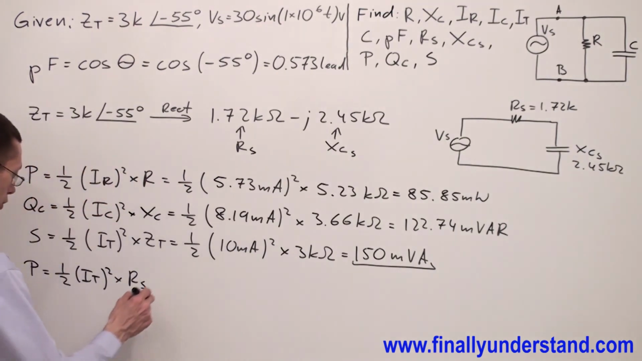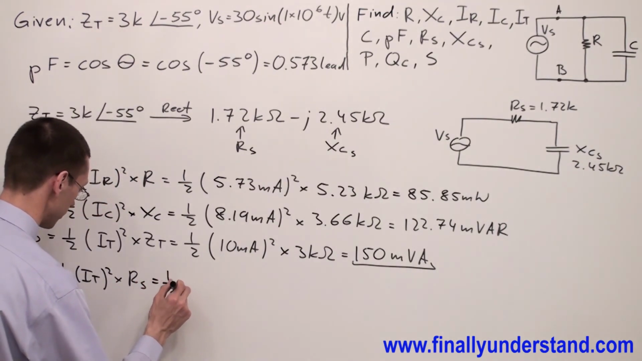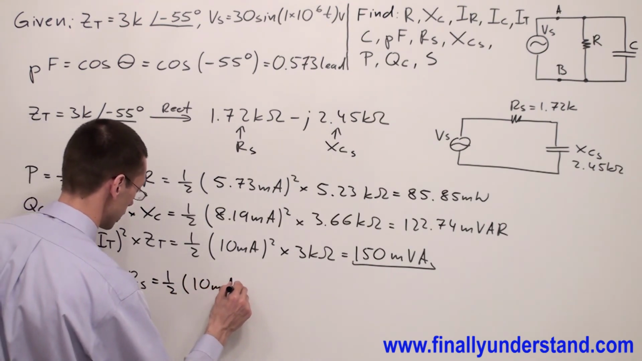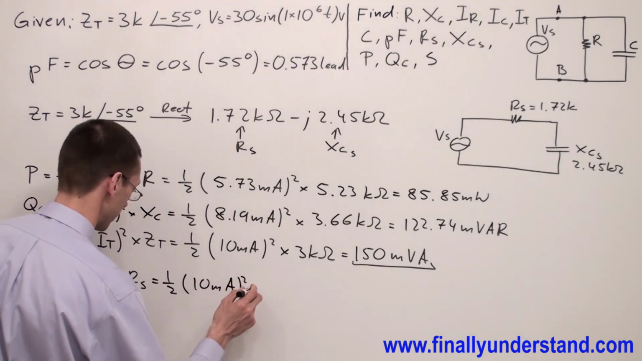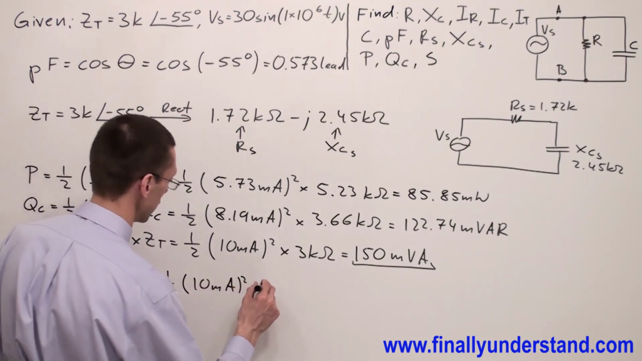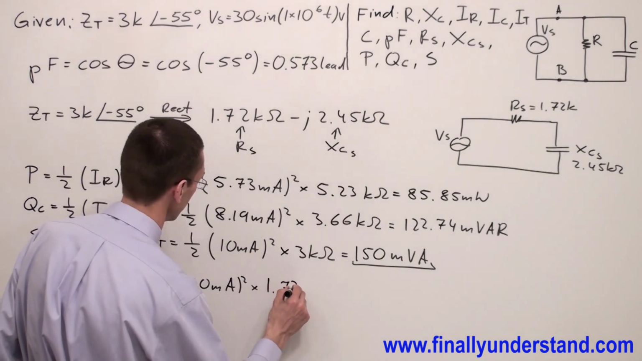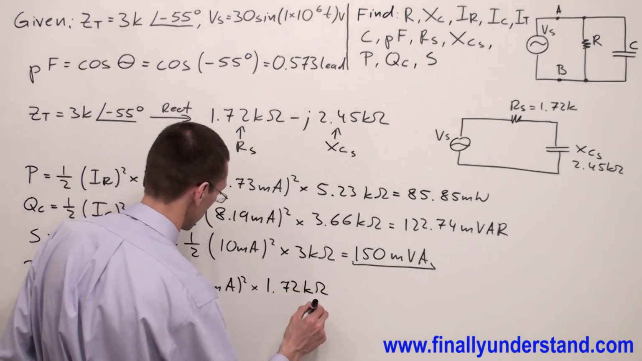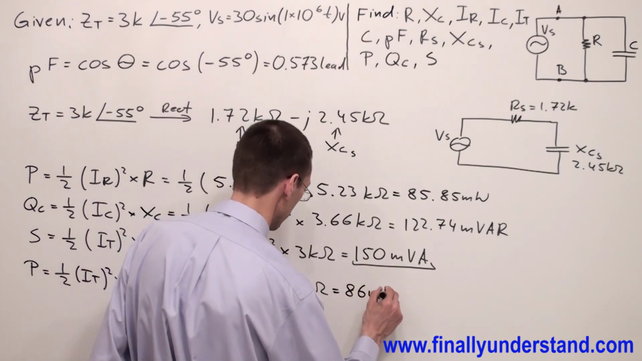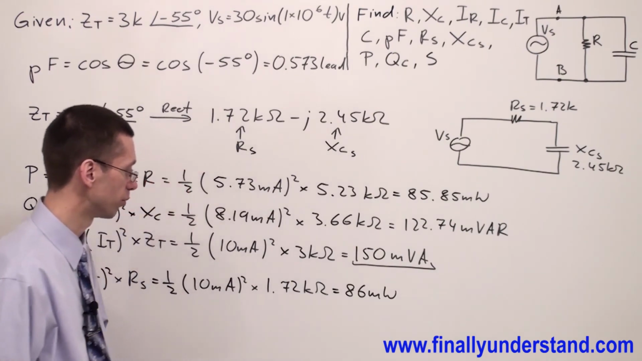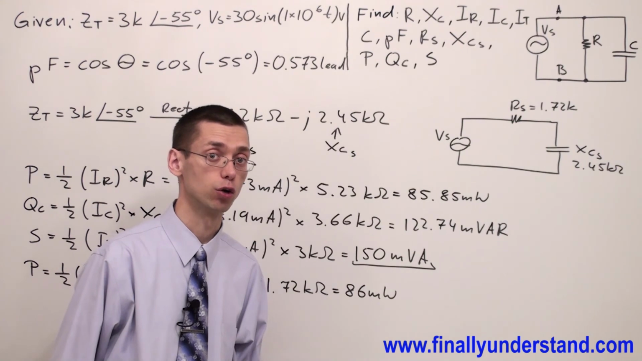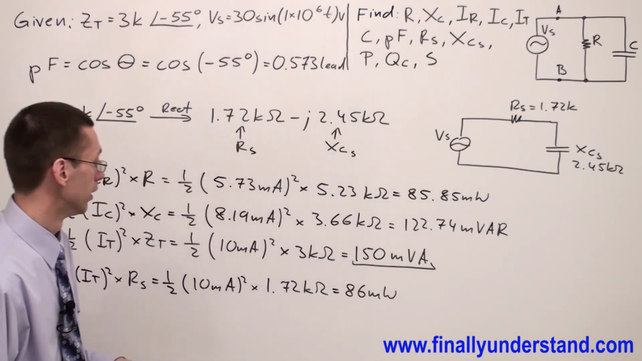So I have 1/2, and I total is equal 10 milliamps raised to the second power times RS, and we found RS is equal 1.72 kiloohms. This is equal 86 milliwatts. So if you are going to compare this value with this one, we can say that they are very close.